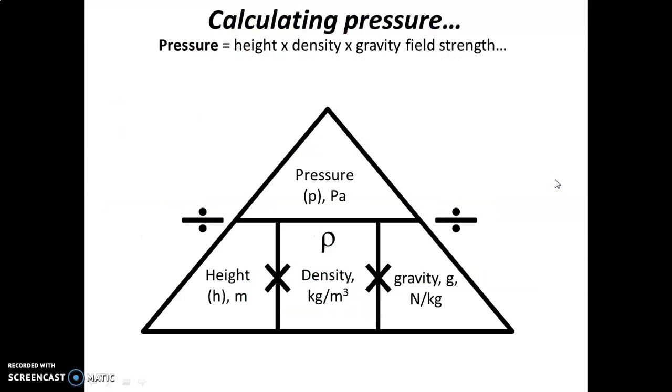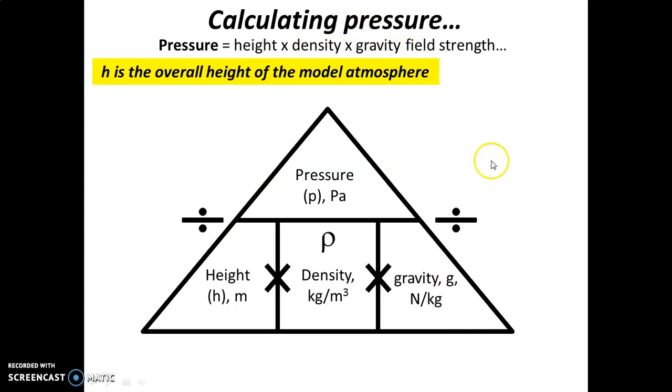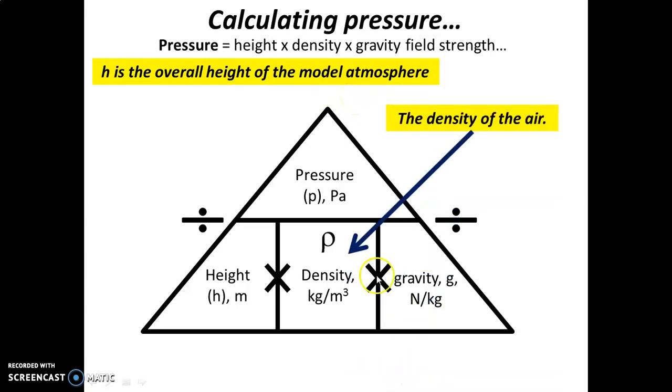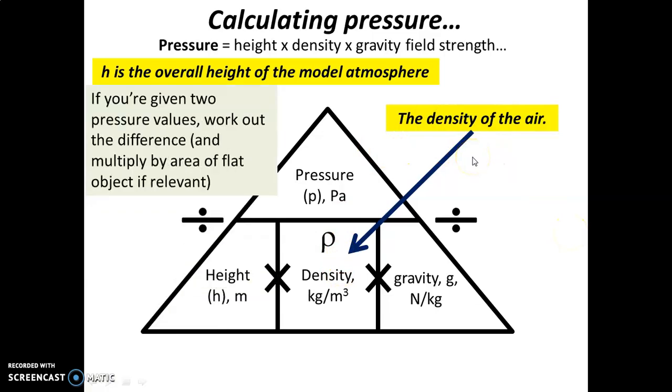So, calculating pressure then. You should recognize this formula triangle. You should recognize the formula, and that is pressure equals height multiplied by density multiplied by gravity field strength. It does get slightly different though. In this particular context of atmospheric pressure, height is to be defined as the overall height of the model atmosphere that we're dealing with. Density, we'll be talking about the density of the air, hence atmospheric pressure. It refers to the density of the air.